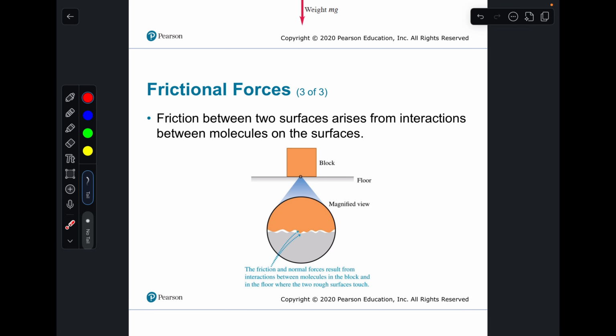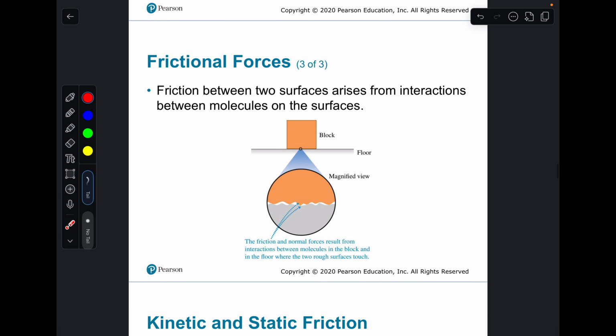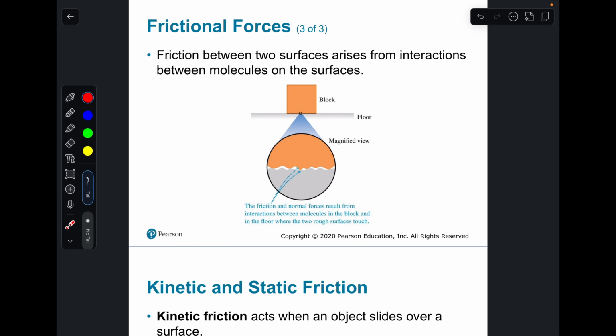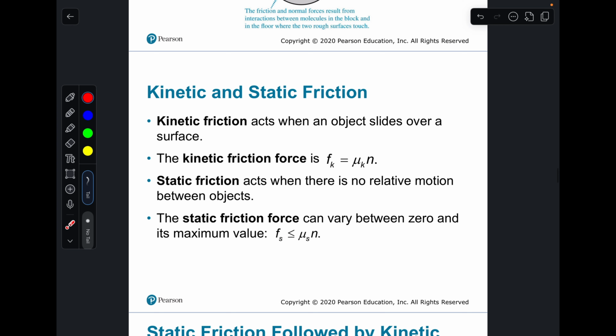Friction between two surfaces arises from interactions between the molecules on the surface. These molecules are exerting forces of attraction and repulsion, which slows down the speed of the block. You can imagine it as two rough surfaces encountering each other, and those bumps are going to slow down the motion. So we can define two types of friction. We have kinetic friction, which acts when the object is in motion, and the kinetic friction is given by a coefficient times the normal force.